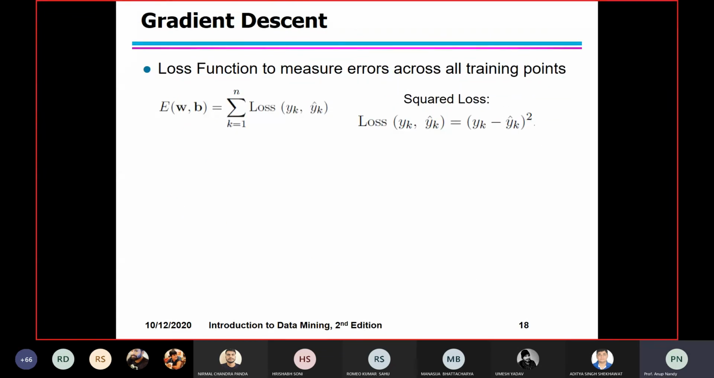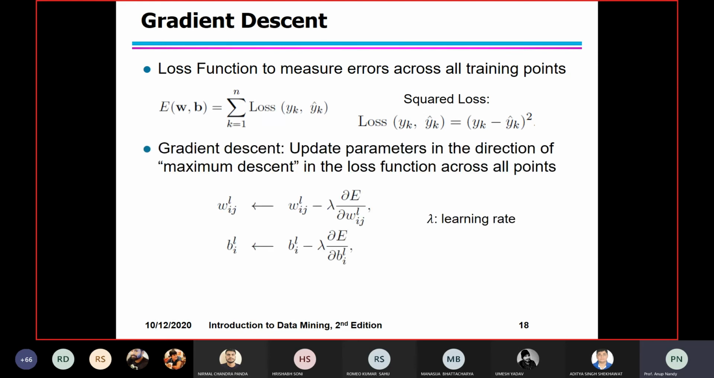That's why we are going to use the gradient descent method. This is a very popular method. You have to use a loss function to measure the errors across all the training points. So the sum of squared errors, E of W, B. As I already told you, this function has to be minimized in terms of two parameters W and B, that is, the sum from k equal to 1 to n of loss of y_k and y_k hat. If you do the sum of squared errors, you just take the square of y_k minus y_k hat.